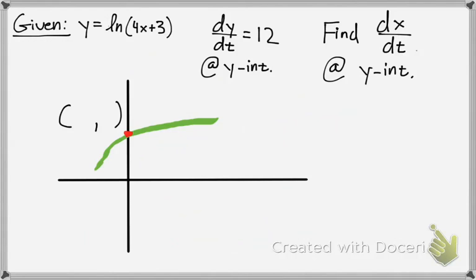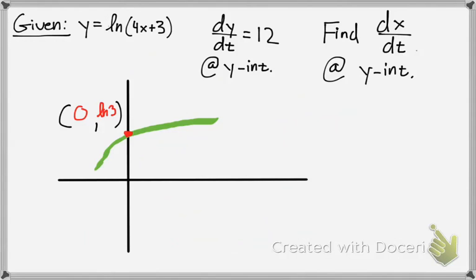So you need to figure out what the y-intercept is, and when you do that, you set the x-coordinate equal to 0. So if you plug in 0 for x, then you'll get ln of 3 to be your y-intercept. So that'll be ln 3, and that's of course is 0.